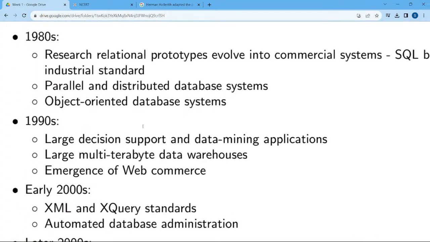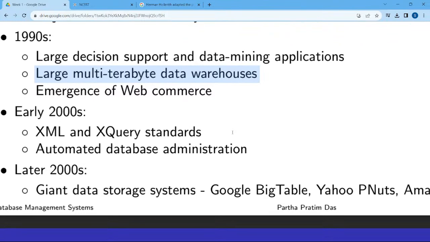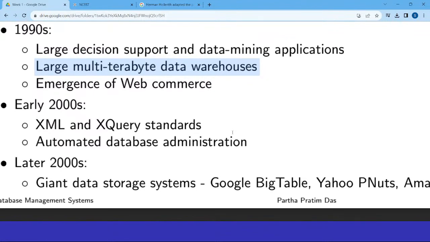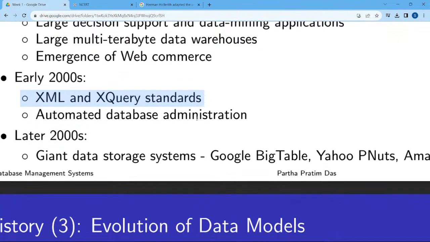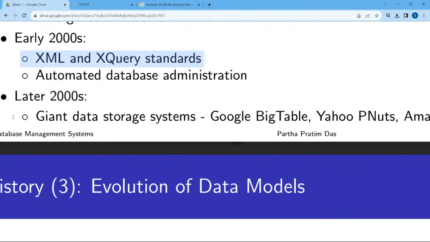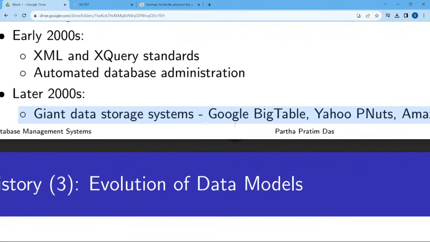In the 1990s, large decision support and data mining applications, large multi-terabyte data warehouses. So you have these supercomputers and all that start to become a reality. In the early 2000s, we have XML and XQuery standards. Later in the 2000s, we have giant data storages like Google Bigtable, Yahoo PNUTS, Amazon, and all.